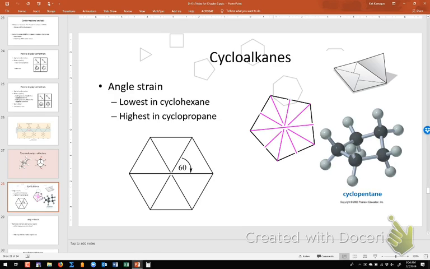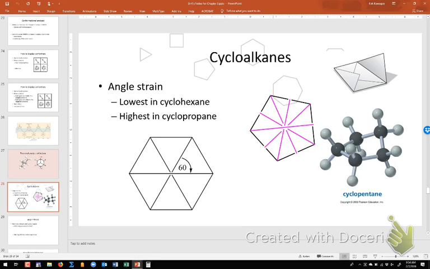So we talk about angle strain, and that applies only to the ring. They also have some twisting, torsional strain, and they also have some steric strain. Steric strain is the pressure of the big groups on each other, like too close together, their electrons repel. Torsional strain is the twisting of the molecule. It wants to untwist from that torsion, that steric strain.